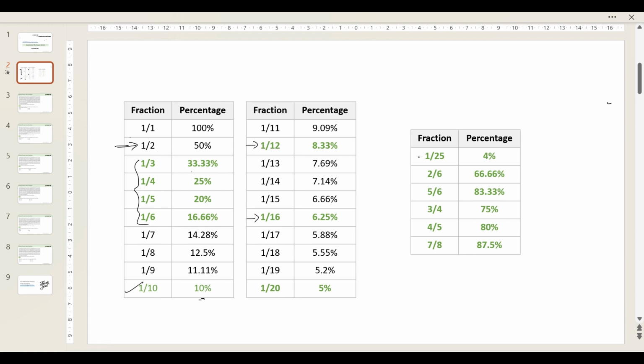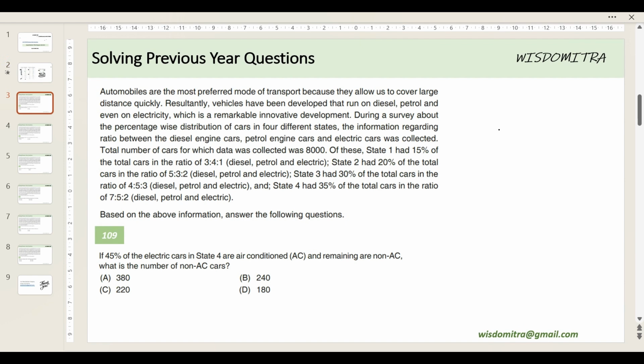Similarly, these are a few important ones. 1 by 25 is 4%, right? 3/4 is 75%, 4/5 is 80%, 7/8 is 87.5%, right? So these fractions versus percentages you should be remembering, at least the most important ones. Once you do that, let us go and understand the first question.